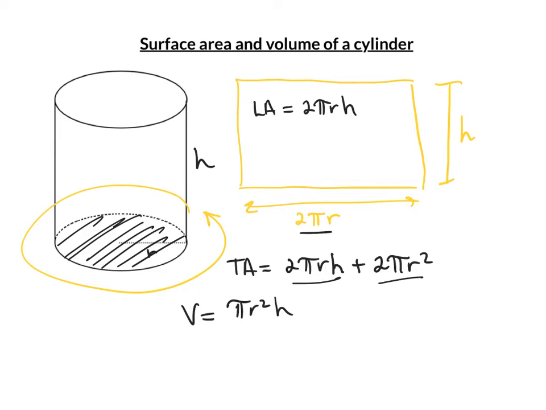So there's our two formulas. Total area, 2 pi r h, that's the lateral area, plus two circles. And the volume is the area of the base, which is a circle, times the height. Let's look at some examples.